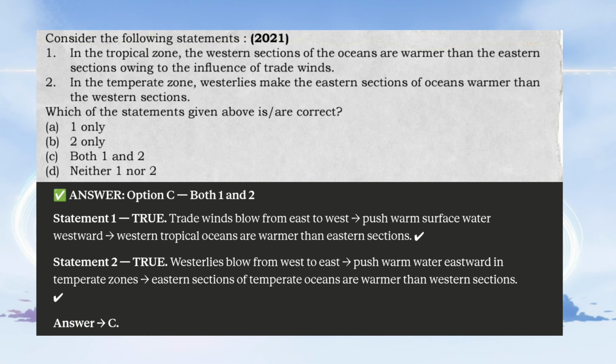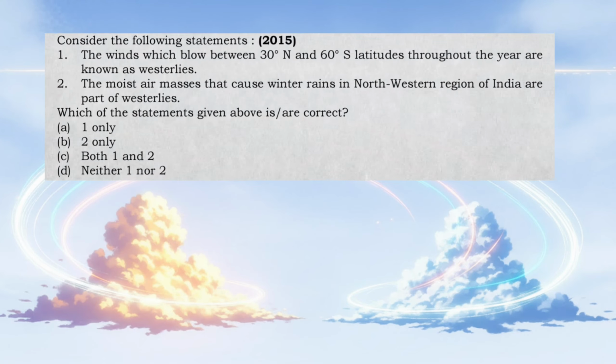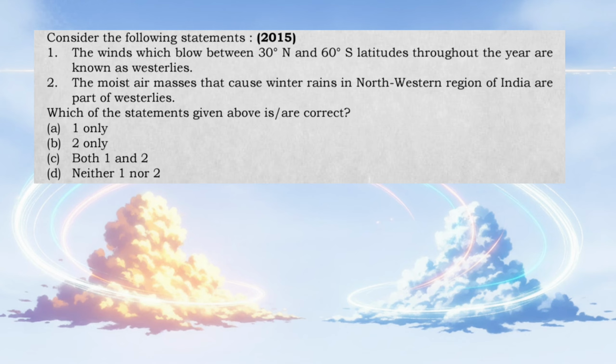Answer, option C, both 1 and 2. Statement 1 true. Trade winds blowing from east to west push warm surface water westward. Western tropical oceans are warmer than eastern sections. Statement 2 true. Westerlies blowing from west to east push warm water eastward in temperate zones. Eastern sections of temperate oceans are warmer than western sections. Answer C. Question 17, UPSC Prelims 2015.